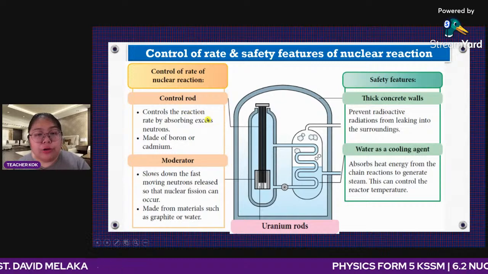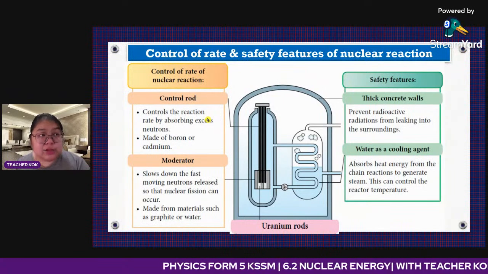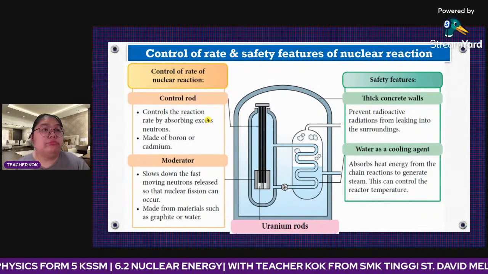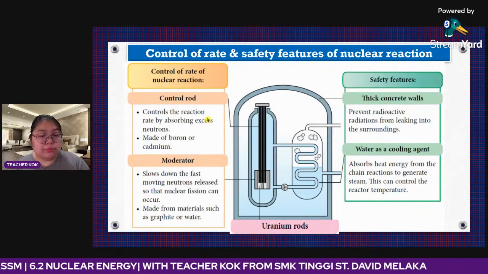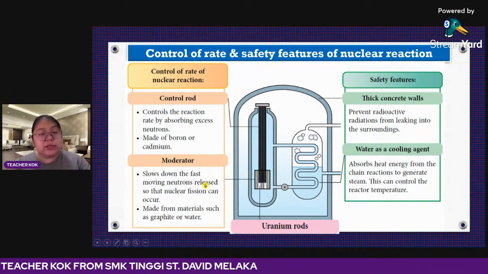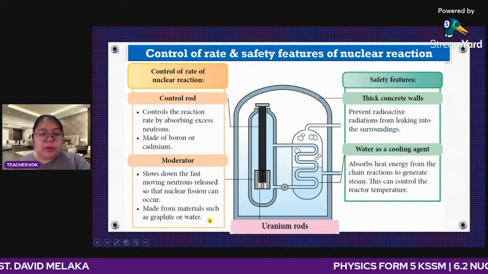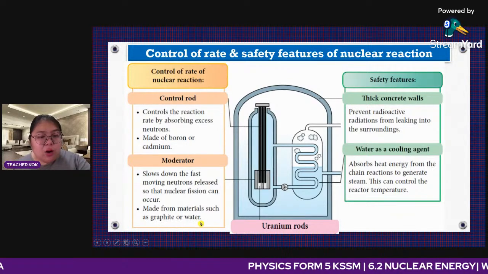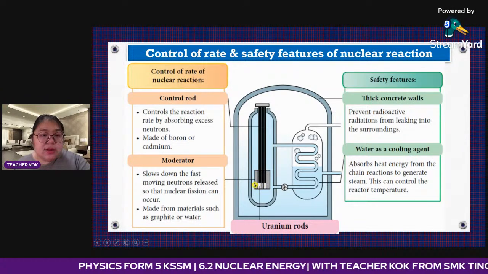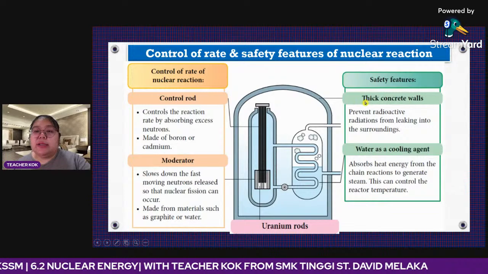Just now the control rod totally absorbs the neutrons. That means the rate of nuclear fission can be stopped, because you absorb them already. But the moderator just slows down. The process still goes on, but they slow down the process. They are made from materials such as graphite, or you say water. Okay, graphite, this one is a moderator.